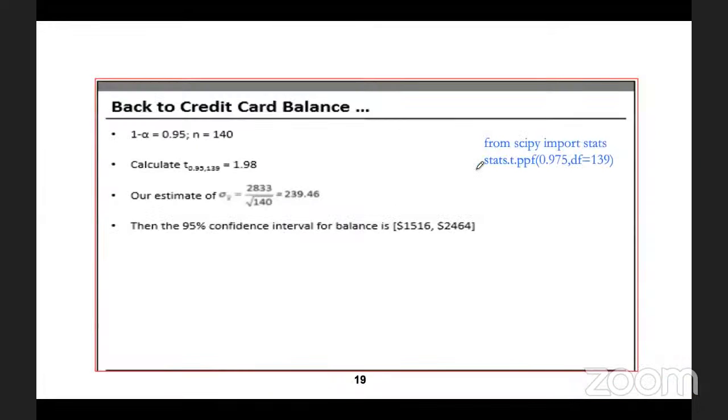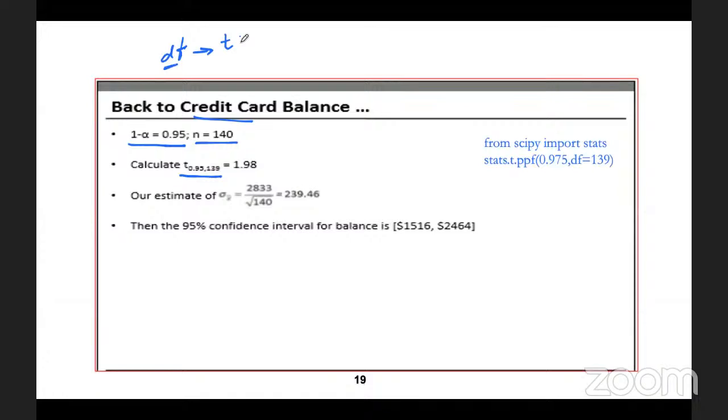Now with this, if you compute the credit card balance example, we have 1 minus alpha, that is the 95% confidence level, and n, the total number of data points, is 140. The t value for 95%: t is characterized by degrees of freedom. That means for each df value we will have a different t value.